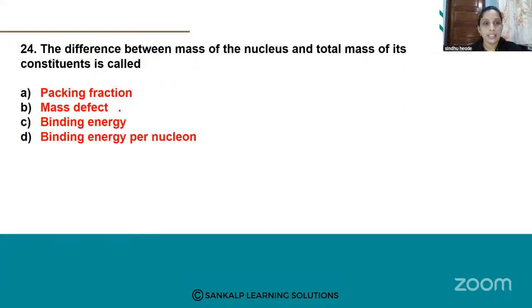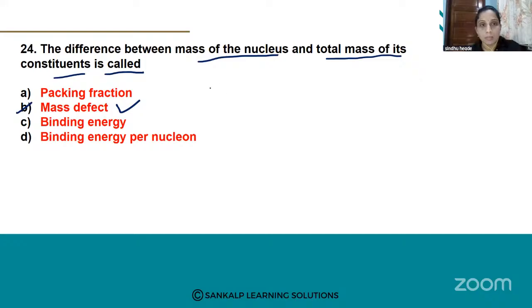24. The difference between the mass of the nucleus and the total mass of its constituents is called. Again, the options are A, packing fraction, B, mass defect, C, binding energy, and D, binding energy per nucleon. See, the difference between the mass of the nucleus and the total mass of its constituents, what does it give? It gives the mass defect.